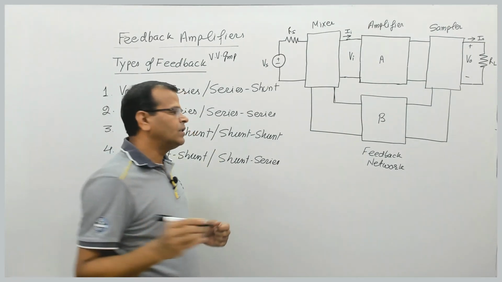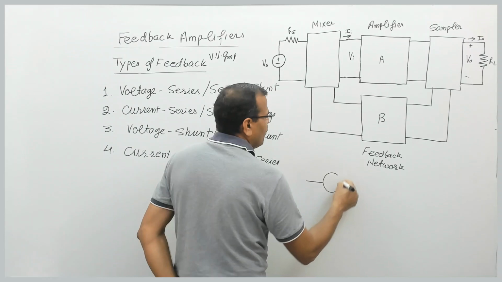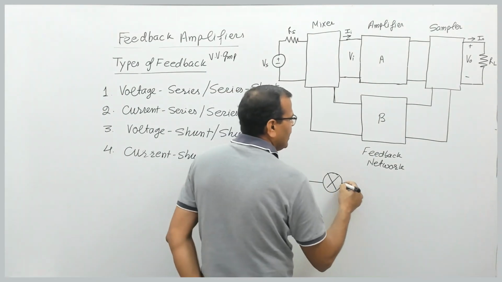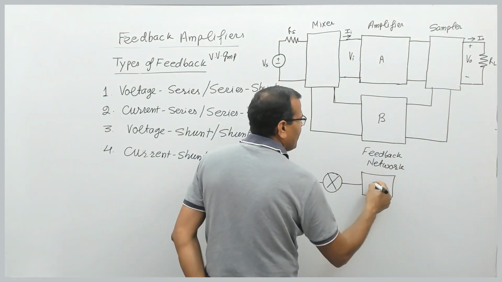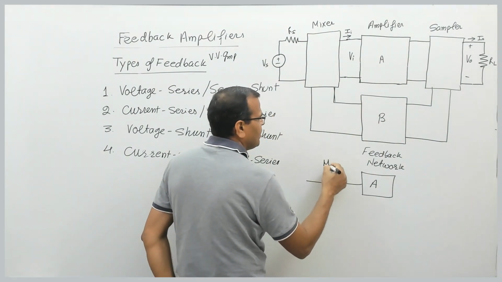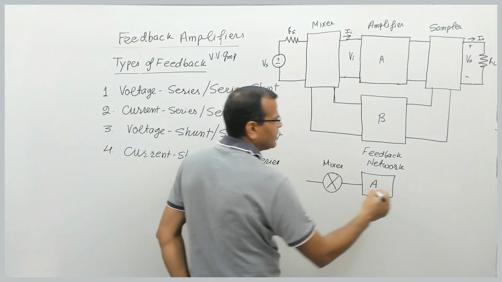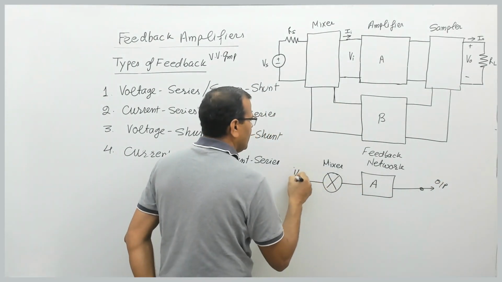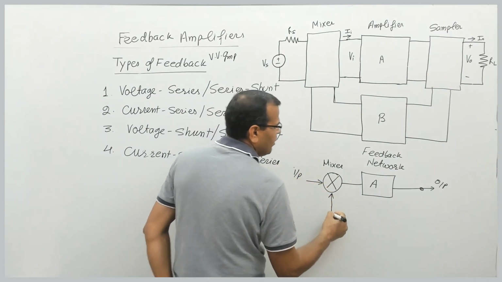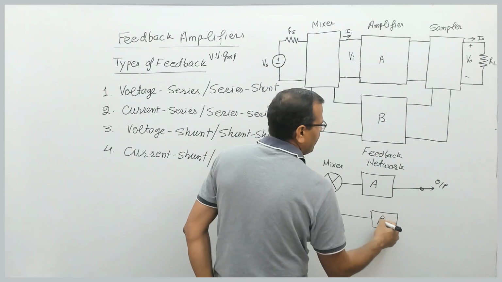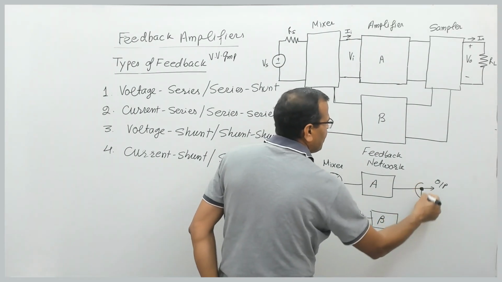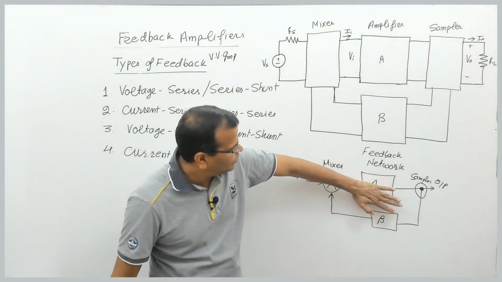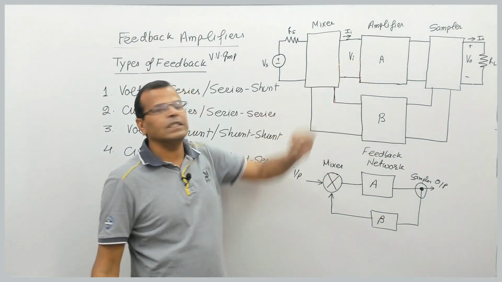If you remember the general block diagram of a control system, it is something like this. I have an amplifier here. We have the mixer. This is the mixer. We have the output signal here. We have the input signal here, right? We have the feedback signal which comes from the feedback network, and this is the sampler here. So this is the general block diagram of a control system.